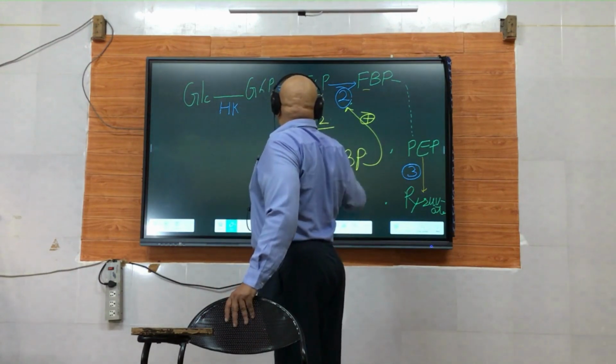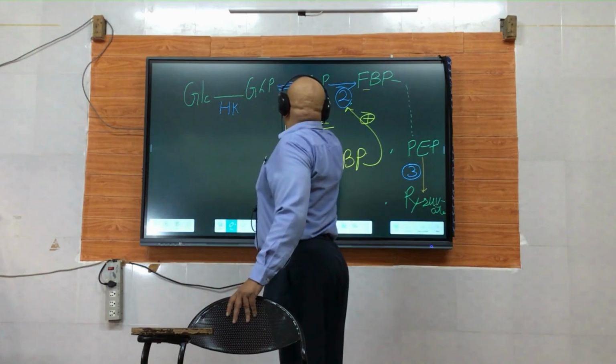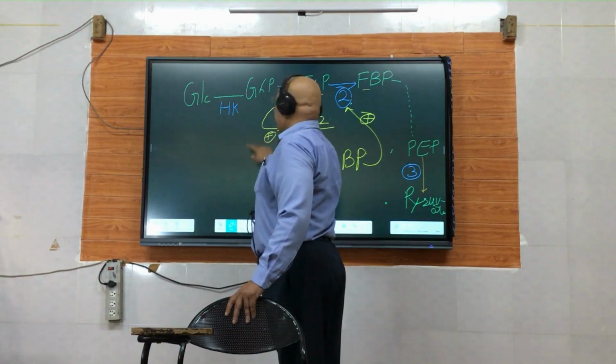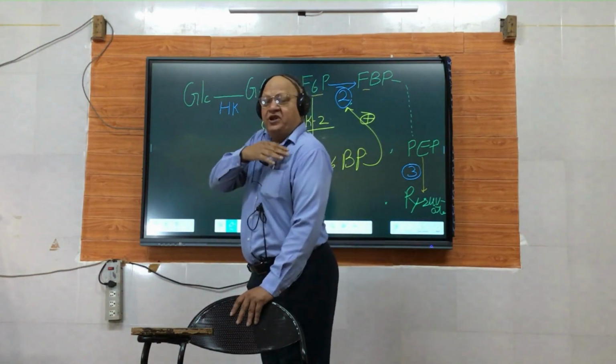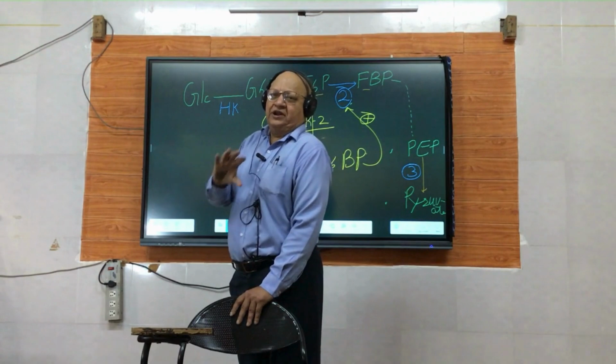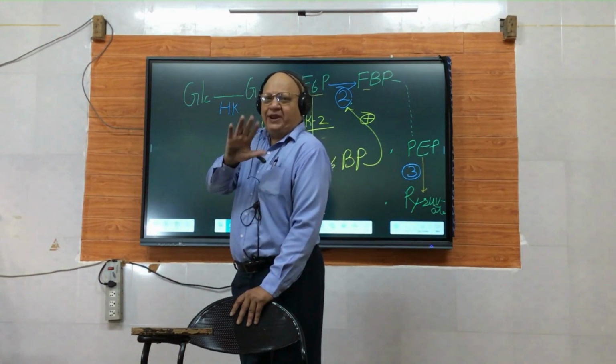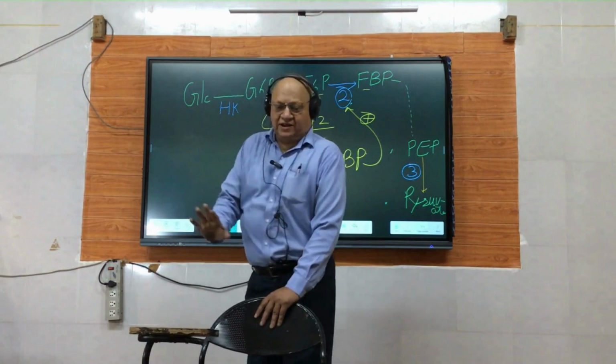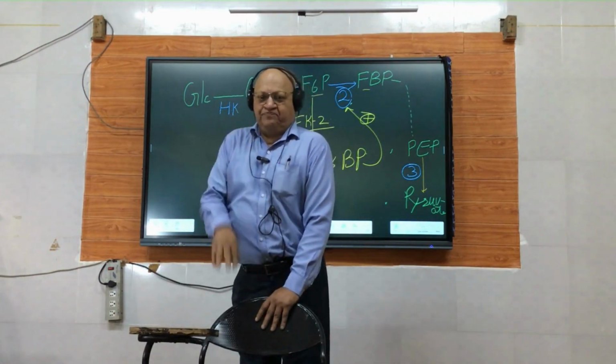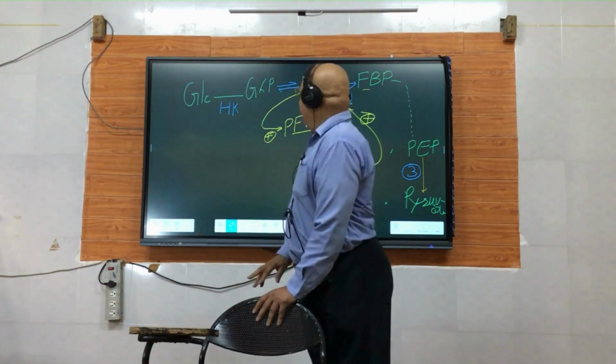Now an important point is that PFK2 is stimulated by fructose 6 phosphate. So this is an example of feed forward stimulation. I hope it's not becoming very complex, so you can eliminate. So you know, this point is getting a bit tough.